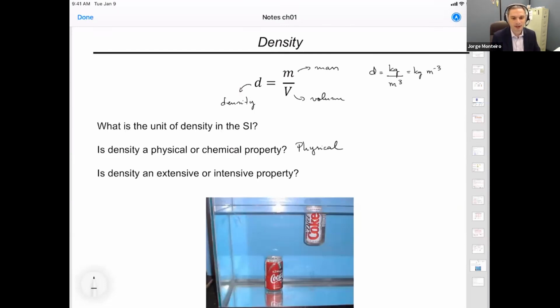And is it an extensive or intensive property? Extensive depends on the amount of substance that we have, and intensive does not. Okay. So if you get a small piece of wood or a large piece of wood, they have the same density because that's a characteristic of the material. So therefore, density is an intensive property.